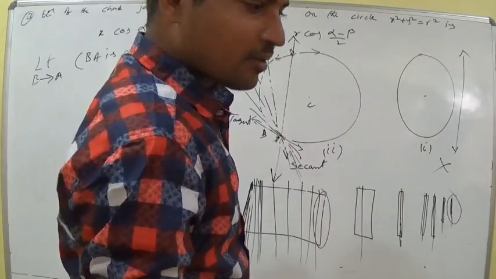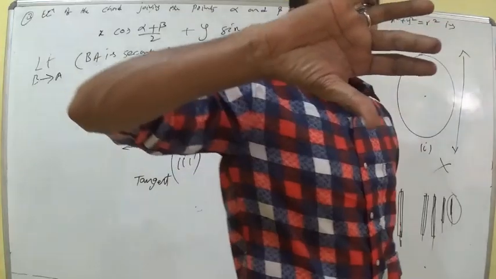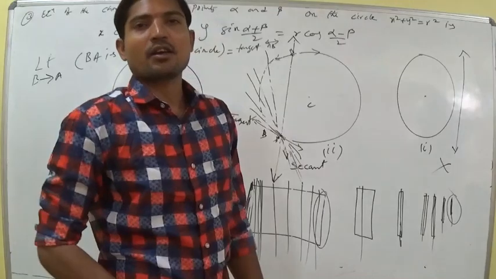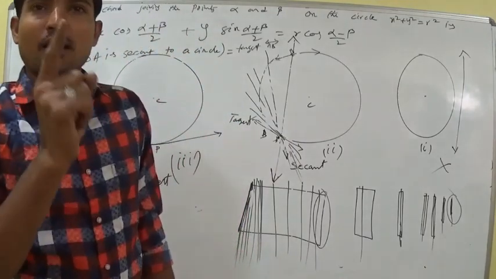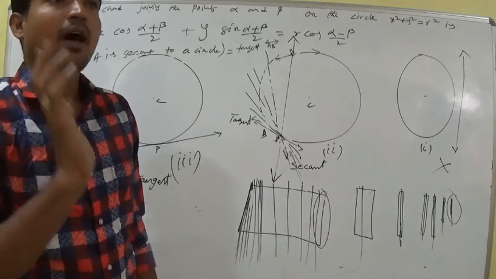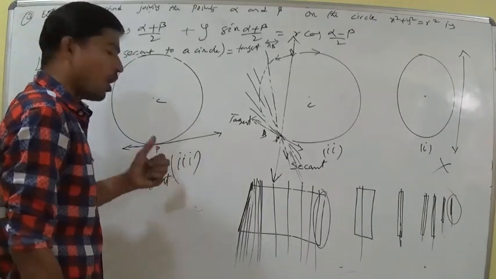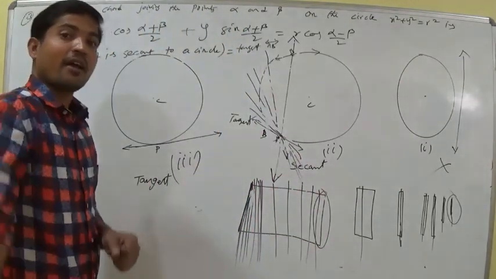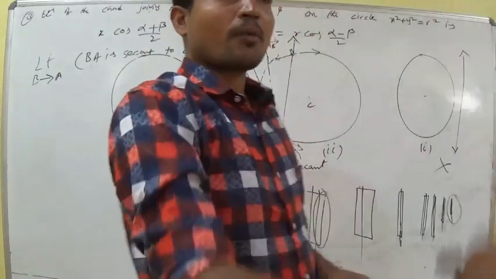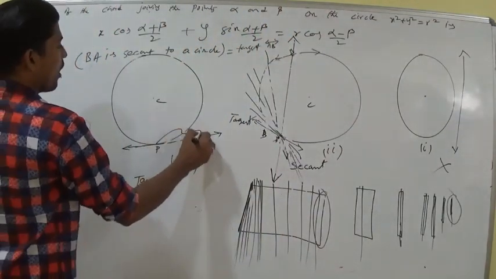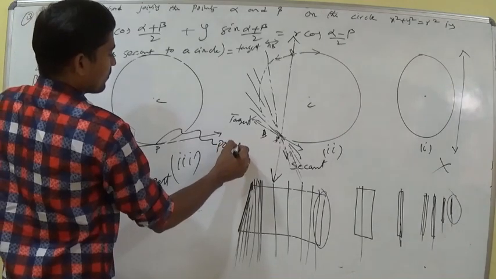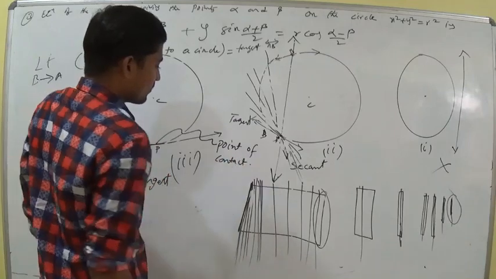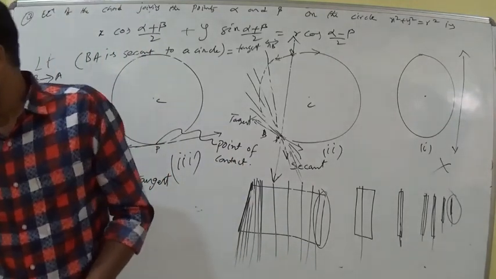So the difference between secant and tangent: for a secant, 2 points are common to the line and circle; for a tangent, only 1 point is common to the line and circle. The common point of the line and circle is called the point of contact when there is only one common point. This is called the point of contact.